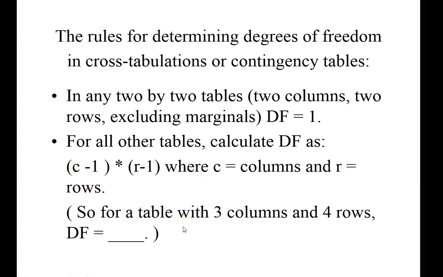So for a table with 3 columns and 4 rows, so simple math, you just substitute the C with a 3, the R with a 4, and do your calculation. 3 minus 1 times 4 minus 1 equals 2 times 3 is 6. So your answer is 6 degrees of freedom. Like I said, you only need that if you have to look in the chi-square table. And we don't have to do that normally because we have SPSS that does it for us.